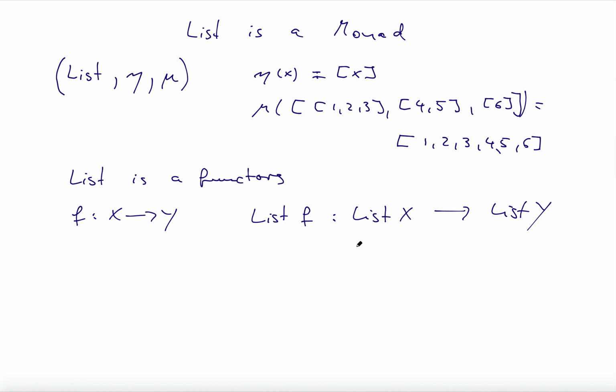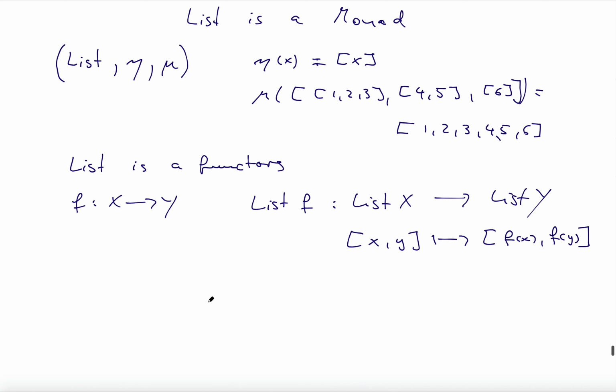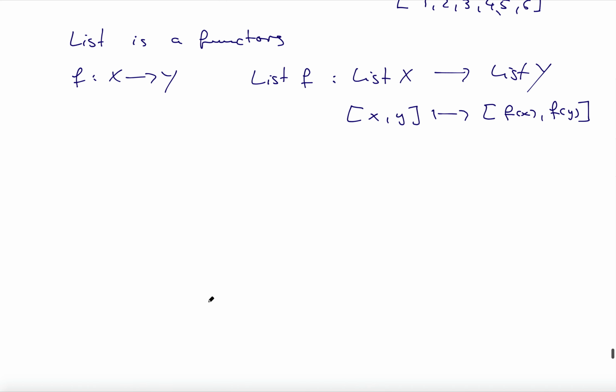And then let's make an example. If I have a list with an x and a y, then this is mapped to a list with the same number of elements, but f applied pointwise, as we sometimes say. And now we also need to check that this satisfies the laws of being a functor.